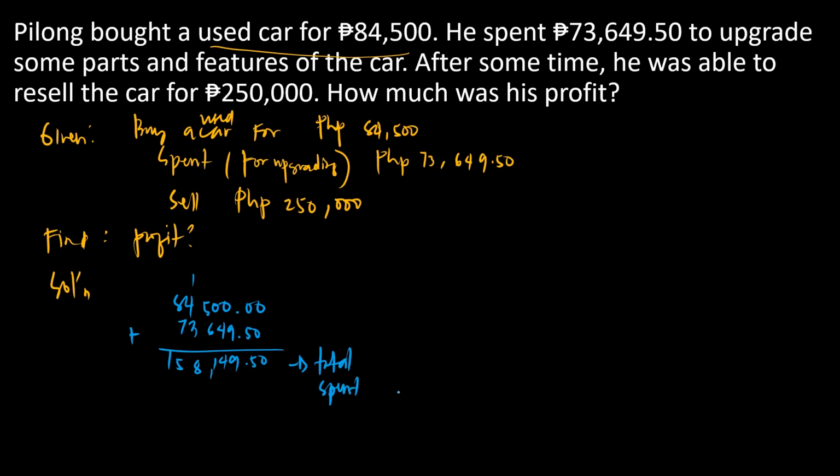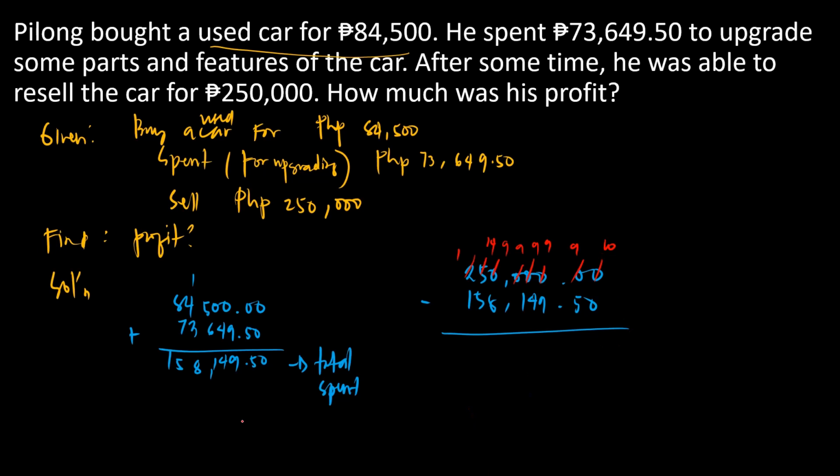To know his total profit, we subtract the total spent from the selling price of the car. So, he sold the car for 250,000 minus 158,149.50. So, 0.00. So, let's borrow, class. So, we will have 1, 14, 9, 9, 9, 9, then 9, 10. Okay. Then, let's subtract. 10 minus 0 is 10. Carry 1. 10 minus 5 is 5. Okay. 9 minus 9 is 0.